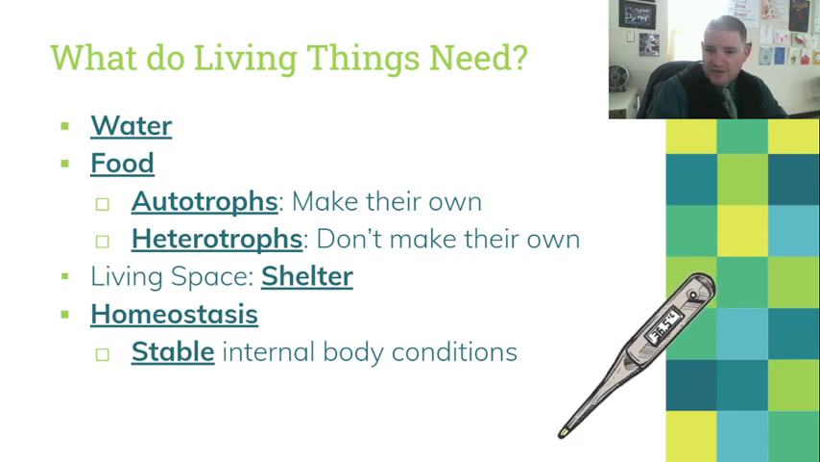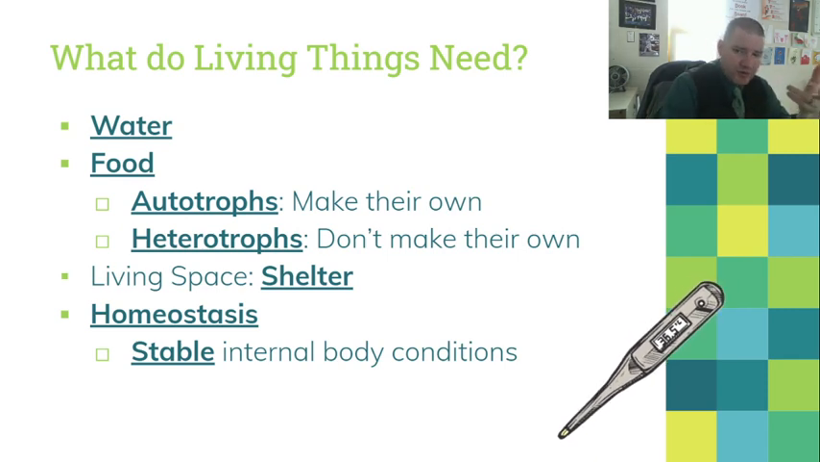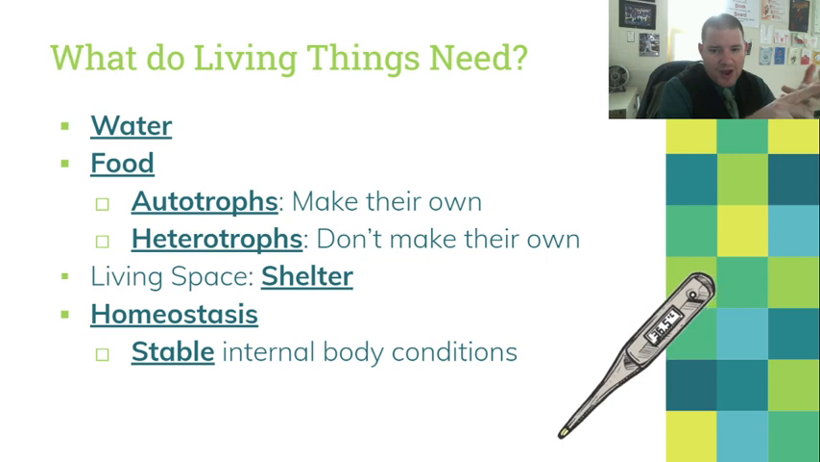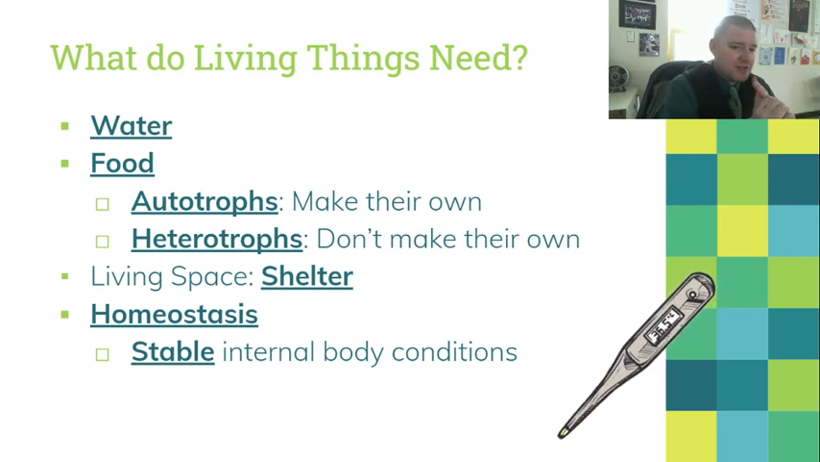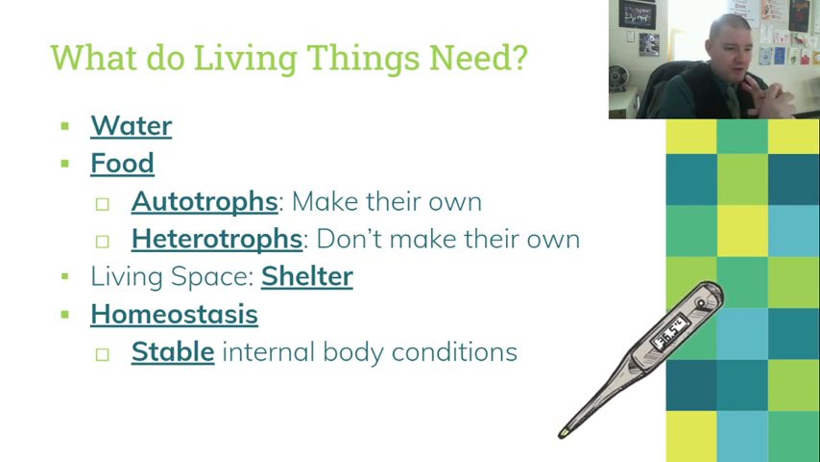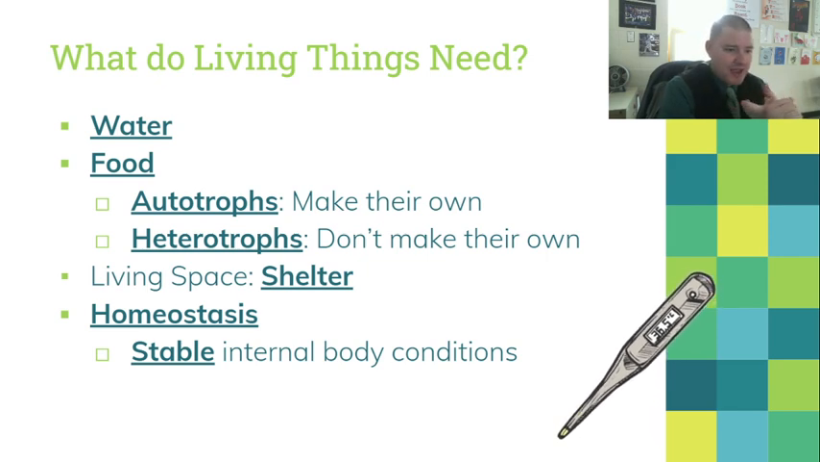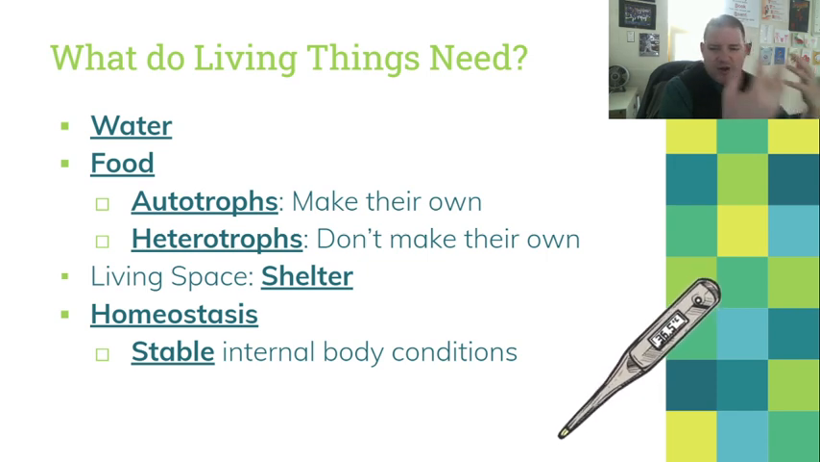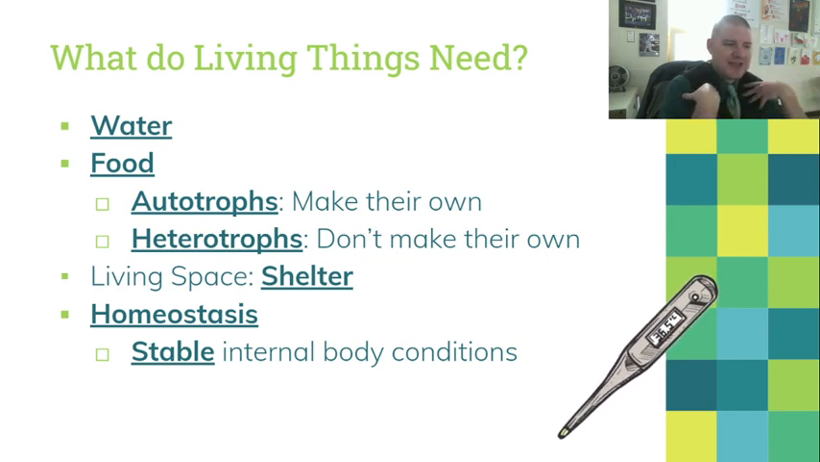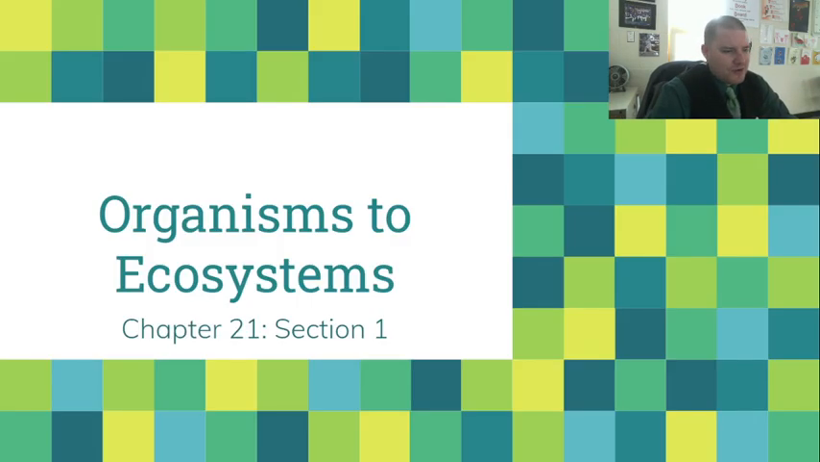So what do living things need? We need water, food, which there's two ways that you can be food-wise. There's what is called autotrophs, which make their own food, and there's things called heterotrophs, which don't make their own food. And then we have our living spaces as our shelter, and then we all need homeostasis, which is making sure our insides are working correctly. Now we have a good temperature to it.